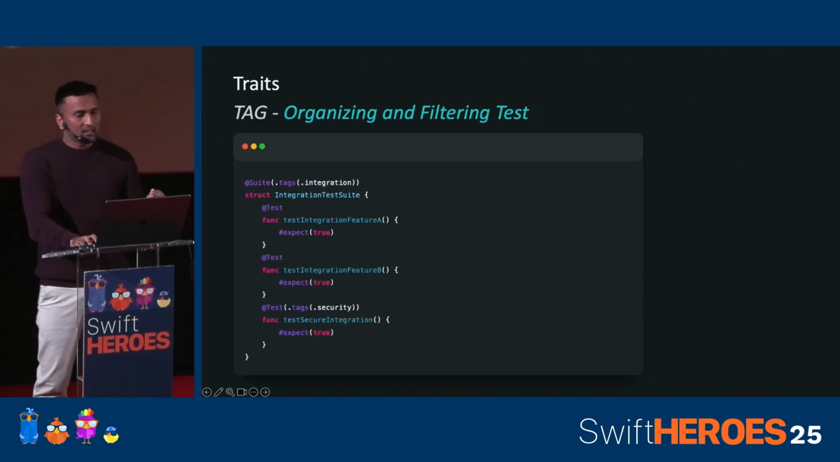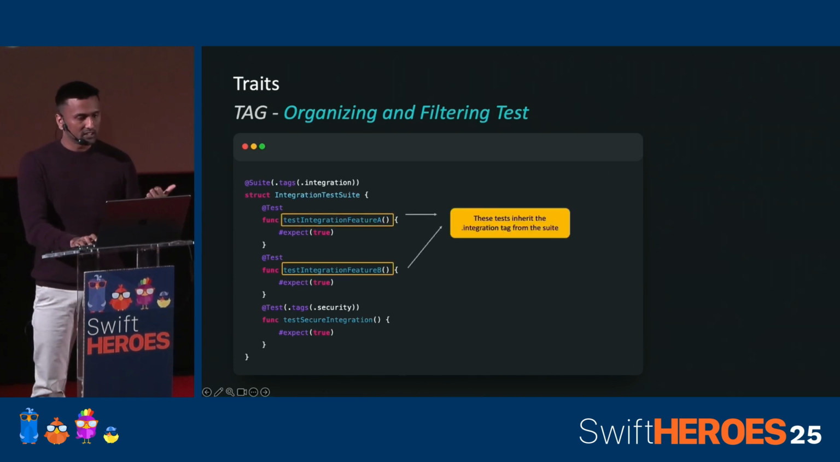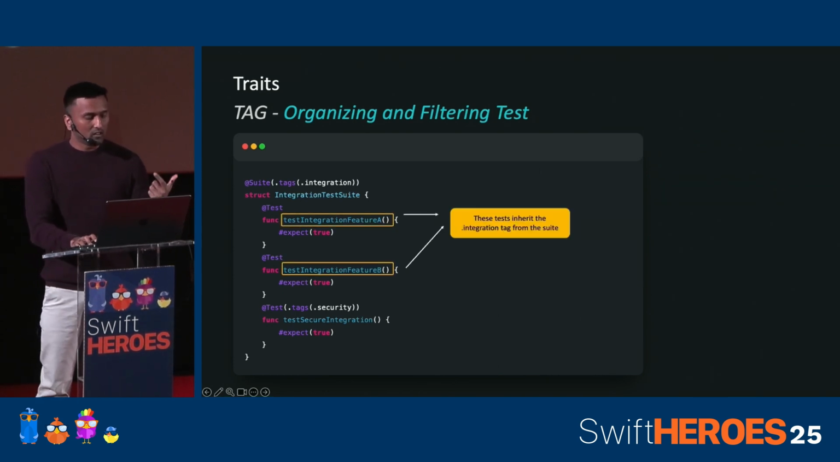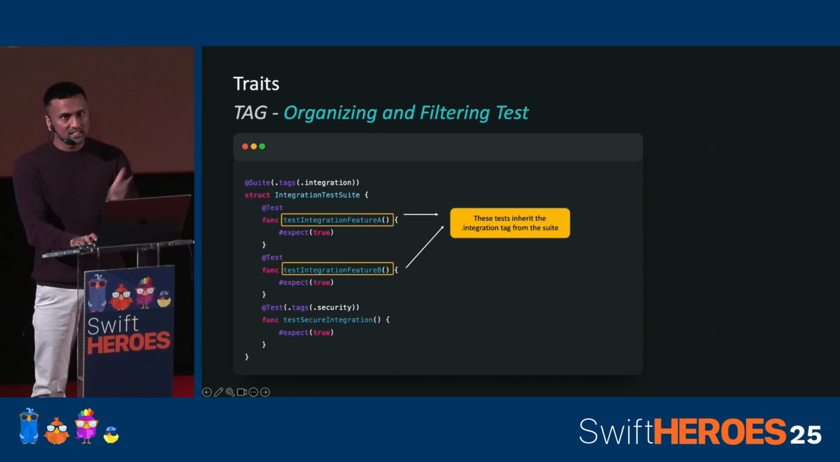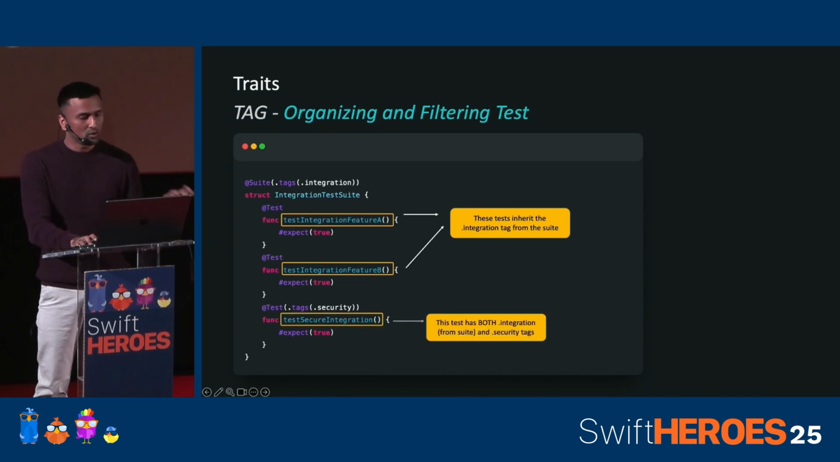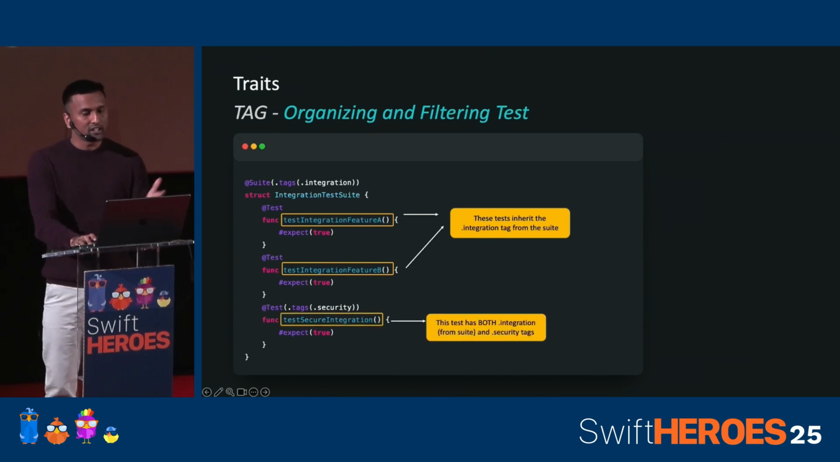We saw we can add a tag for the test, right? You can add them at a suite level also. You can check here. These two tests will inherit the integration tag now. And if you want to give a custom or additional tag to a particular test, you can add it here. Now this test will have the security as well as the integration tag.